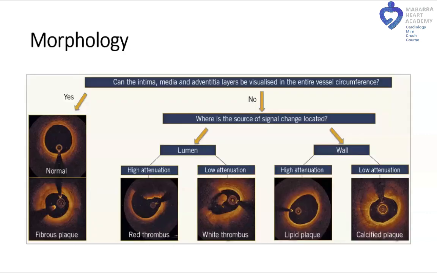So in terms of assessing pathology on OCT, the first question you need to ask yourself is, is the pathology in the lumen or in the vessel wall? And can you identify all 3 layers of the vessel wall? If you can identify clearly all 3 layers of the vessel wall, then you have one of 2 things. Either the vessel is normal, such as in the image on the far left, or if you have a very bright appearance, then that's fibrous plaque.